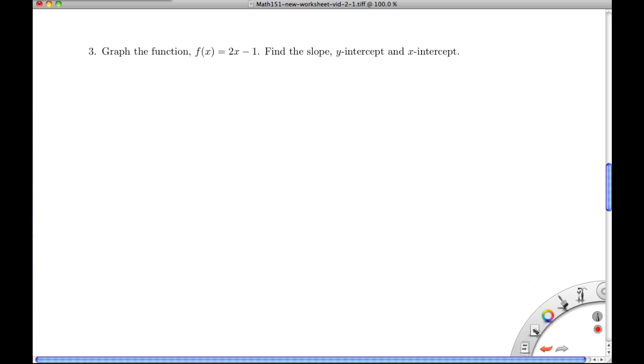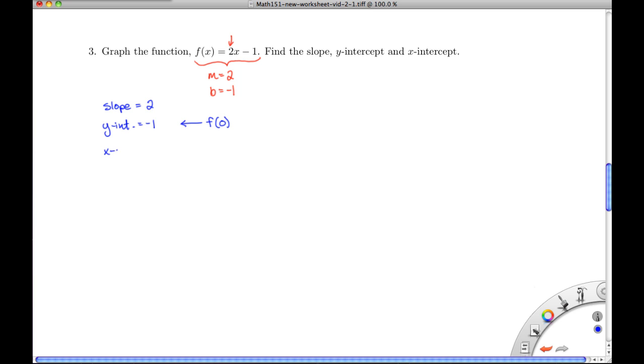Well, given this linear function, we know a few things already because it's in slope-intercept form. So we know that m is going to be equal to 2. That's this number right here. We also know that b is equal to -1, so that's our y-intercept. So the slope is equal to 2, and our y-intercept is going to be equal to -1. And by the way, we also talked about the y-intercept always being f of 0. If we did evaluate this function at 0, we would still get that as our y-intercept.